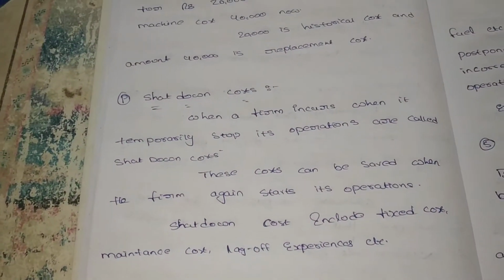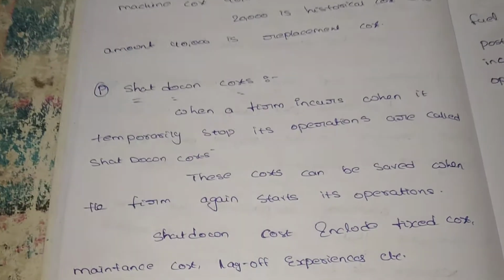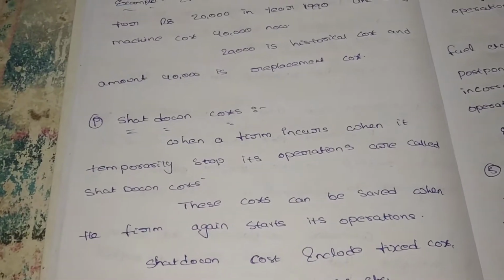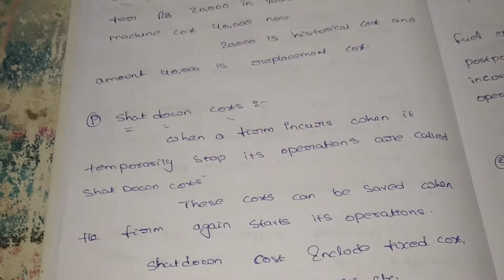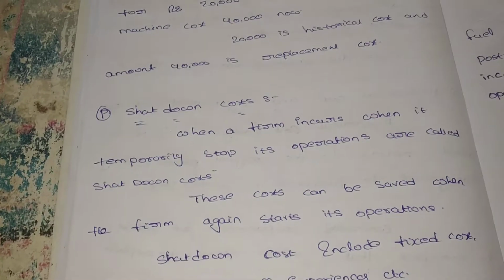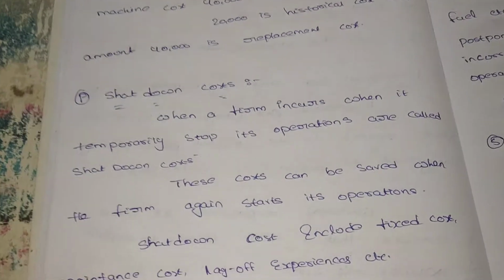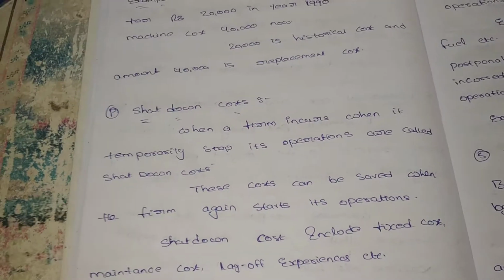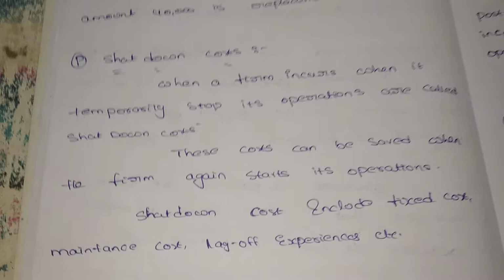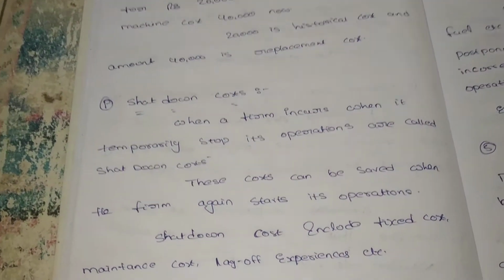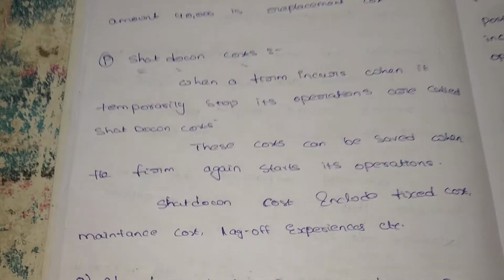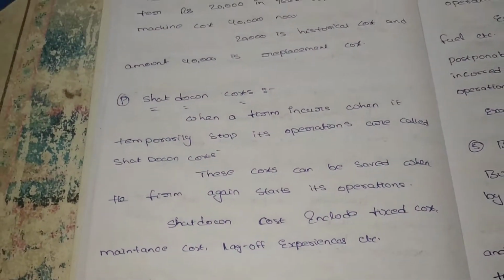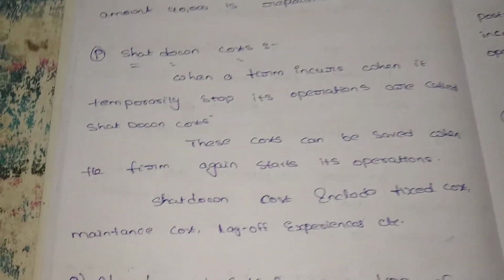What is the shutdown cost? It means any company wants to shut down its operations for some time, for some days or some months, due to a technical issue or some other problems, and we incur some cost. Such a cost is known as shutdown cost, and we can recover it when we restart our operations. It may be a fixed cost, a maintenance cost, or layoff expenses, whatever it may be. These come under the shutdown cost.